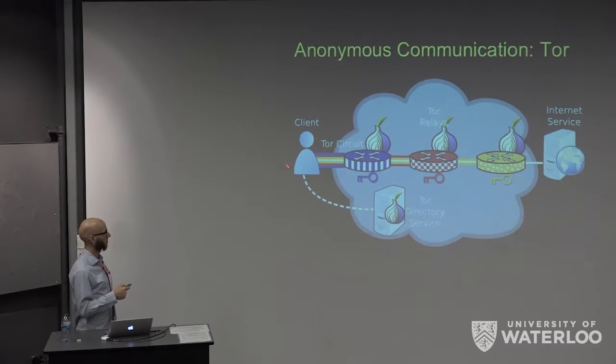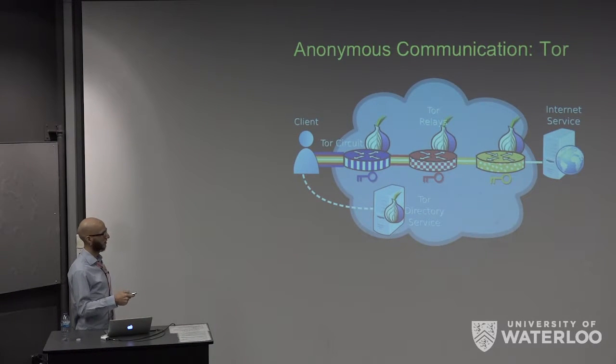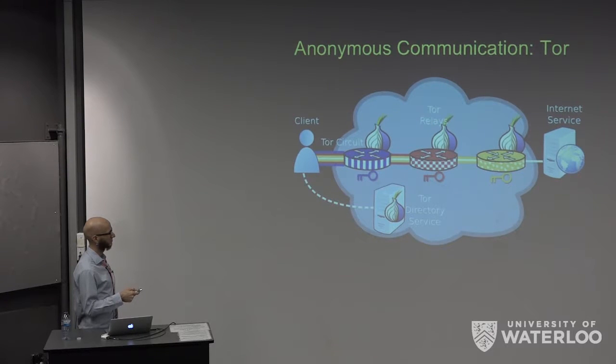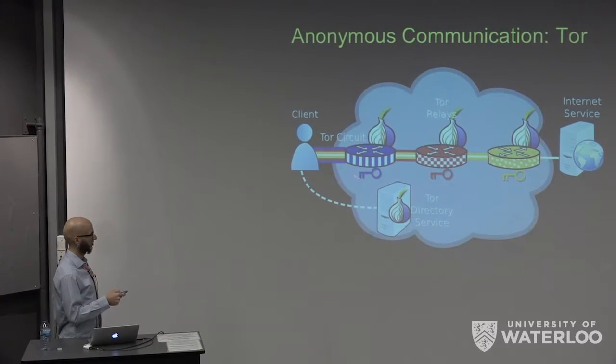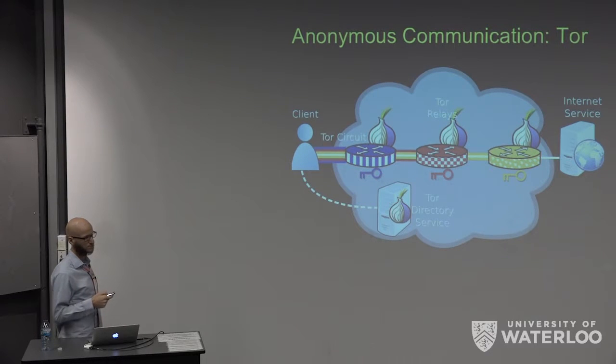The way this works is a client will build a 3-hop tunnel through this Tor network. These relays inside of Tor are run by volunteers. They're contributing bandwidth to this distributed network. This client will tunnel a circuit, called a Tor circuit, through these relays. And it does a Diffie-Hellman key exchange so that at the end, it shares a symmetric key with each relay.